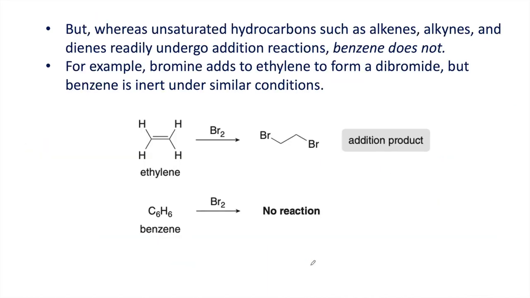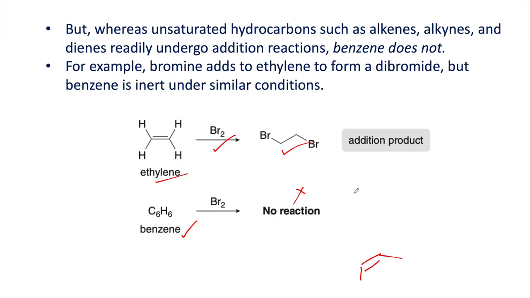Next they performed an addition reaction. Generally, if you perform an addition reaction on an alkene like ethylene, it undergoes a bromination reaction very easily and gives you a dibromo product. But when they performed the same bromine reaction on benzene, they didn't get any product. So they thought there couldn't be a structure like ethylene or a normal alkene structure.